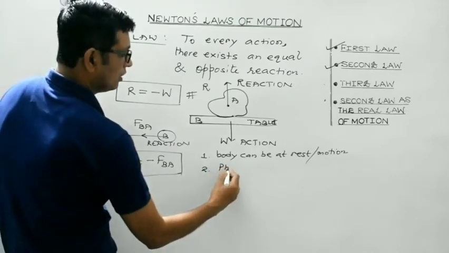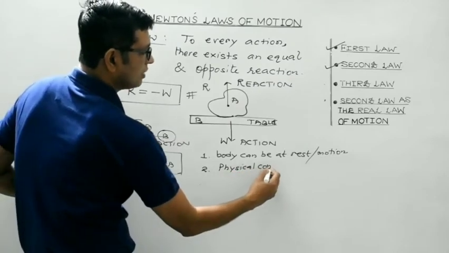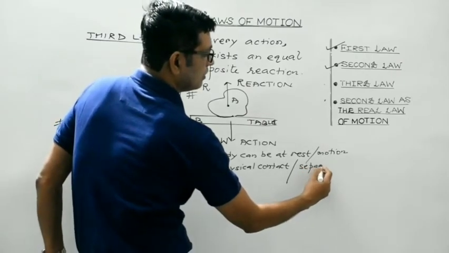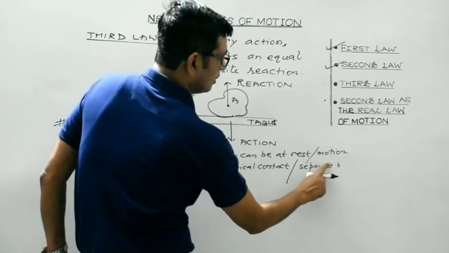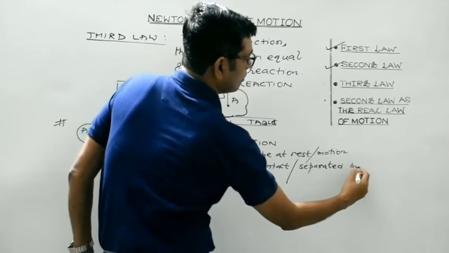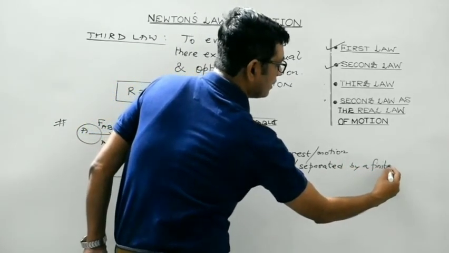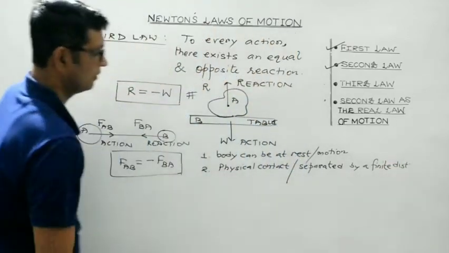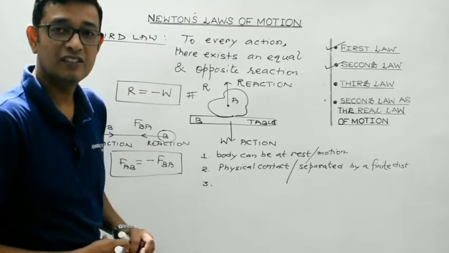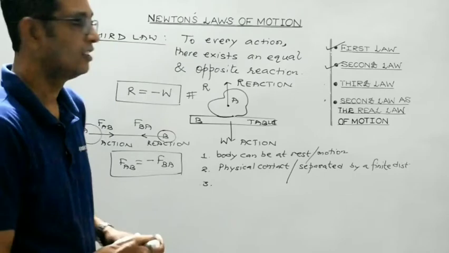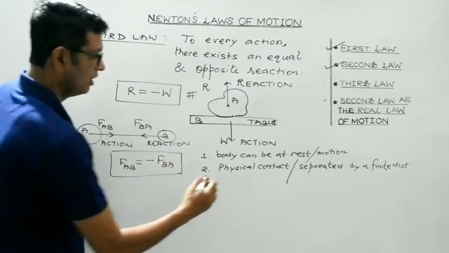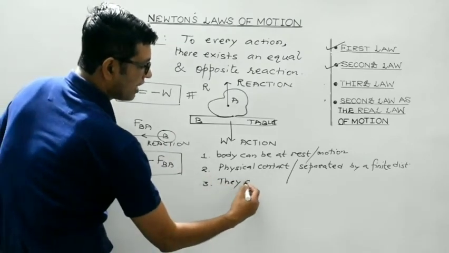So there can be physical contact between the two bodies under consideration or they can be separated by a finite distance, right? Third, which is very, very important, action-reaction, students, they act on two different bodies. Look, this is action and this is reaction. This can be termed as action, this can be termed as reaction. So, action and reaction act on two different bodies.